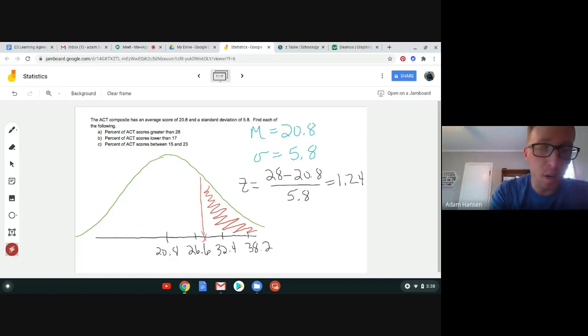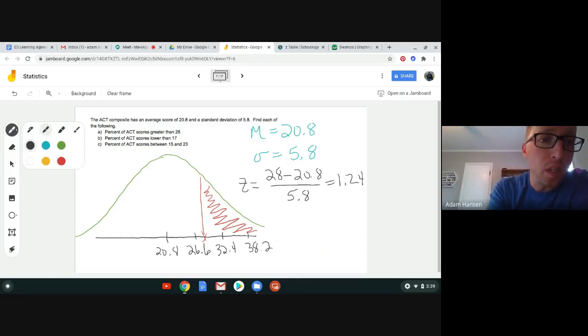Which makes sense given our picture below. Here's the middle, or the average, and we are 1 and a little more standard deviations above the mean, approximately 1.24. So what we need is the probability of a z-score that is greater than or equal to 1.24.